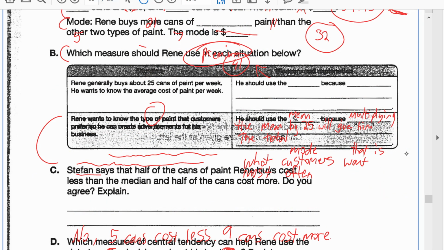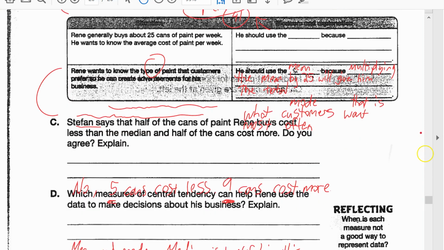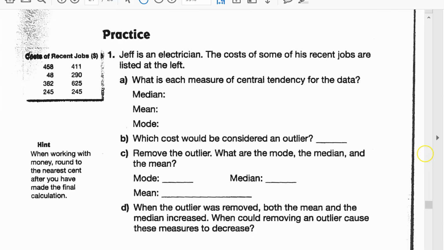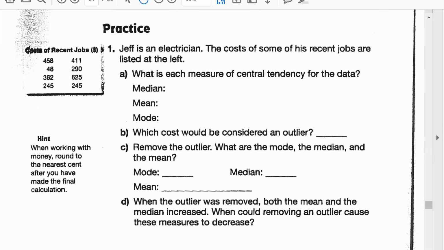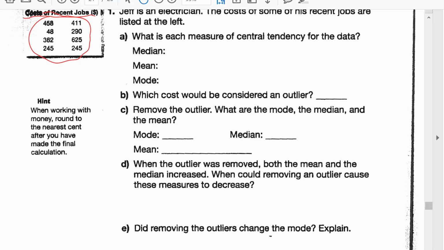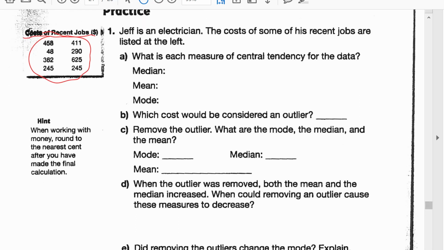Okay, moving on to the practices. So it says cost of recent jobs. There's a bunch of different costs here. And we are dealing with Jeff. He's an electrician. The cost of some of his recent jobs are listed to the left. What is each measure of central tendency?